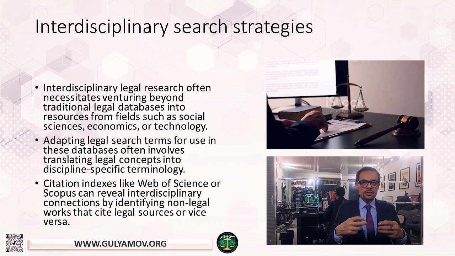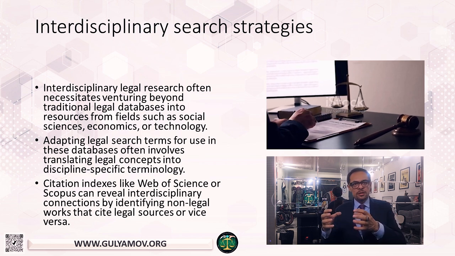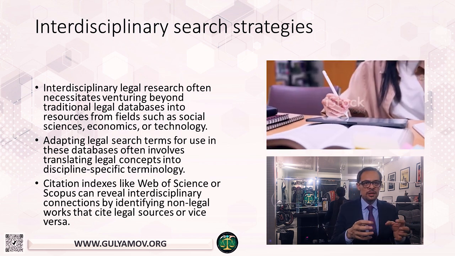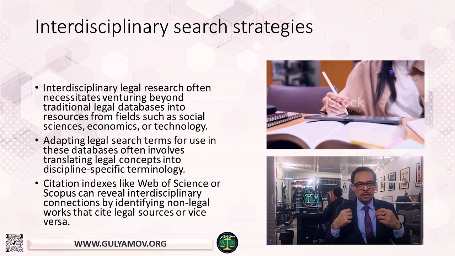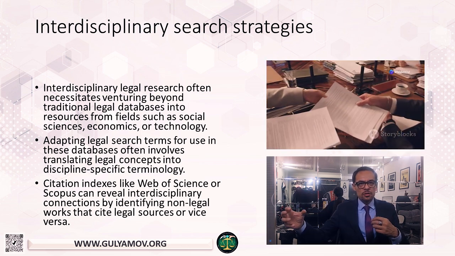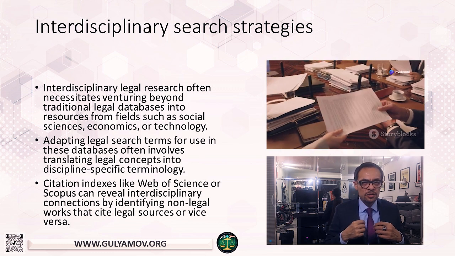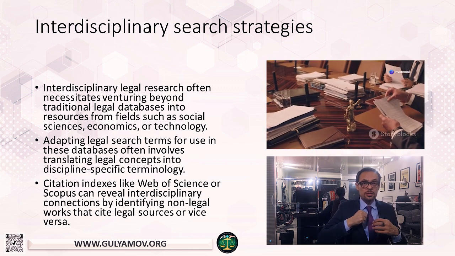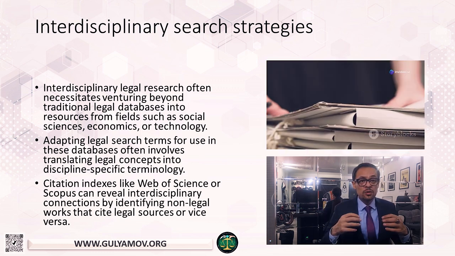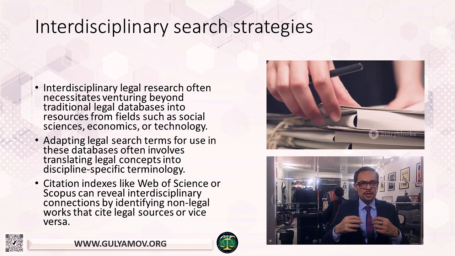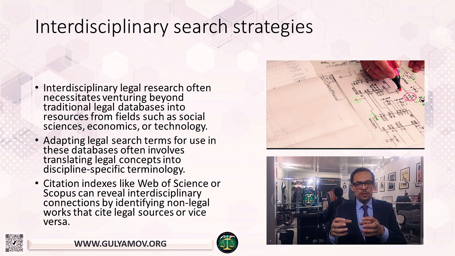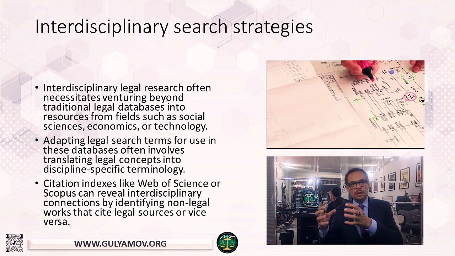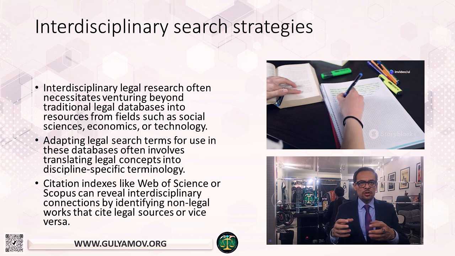Identifying relevant non-legal databases, such as PsycInfo for law and psychology research or EconLit for law and economics, is a crucial first step. Adapting legal search terms for use in these databases often involves translating legal concepts into discipline-specific terminology. For instance, searching for research on eyewitness testimony in a psychology database might use terms like memory recall or cognitive bias alongside legal terms.